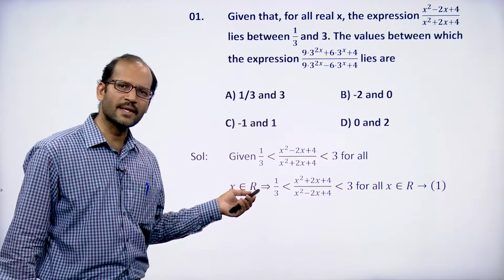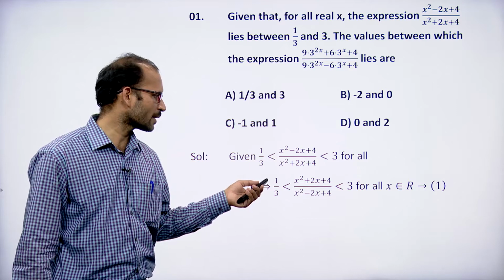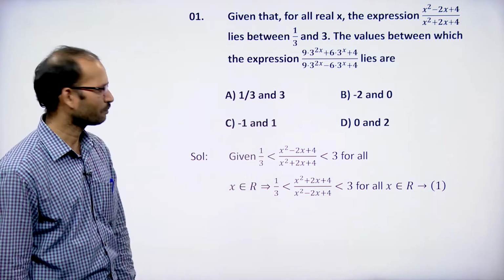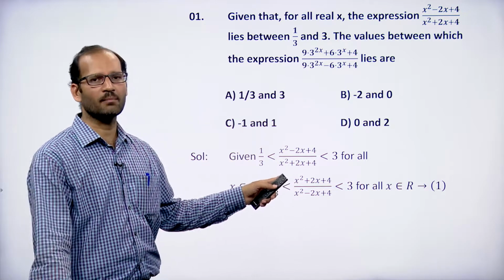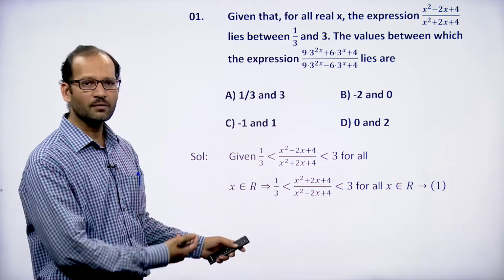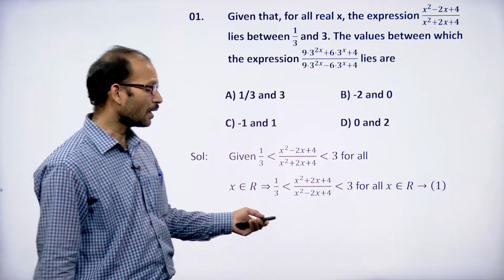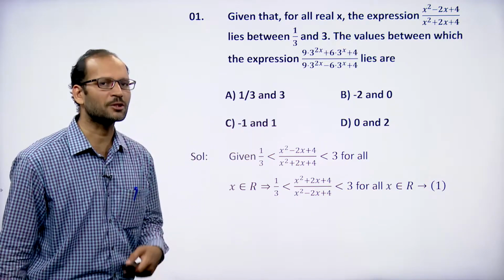Given 1 by 3 less than (x square minus 2x plus 4) by (x square plus 2x plus 4) less than 3, for all x belongs to R. So this is true for all x belongs to R, for any real number this is true. Just now we have proved it, right?